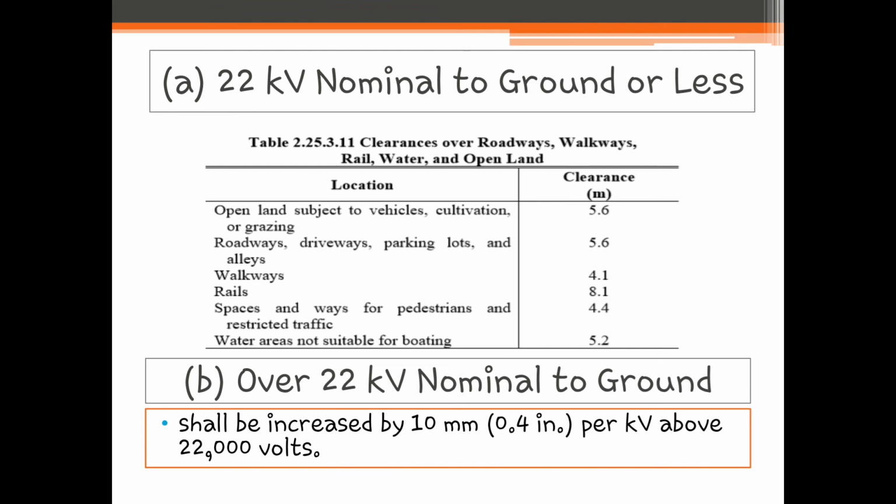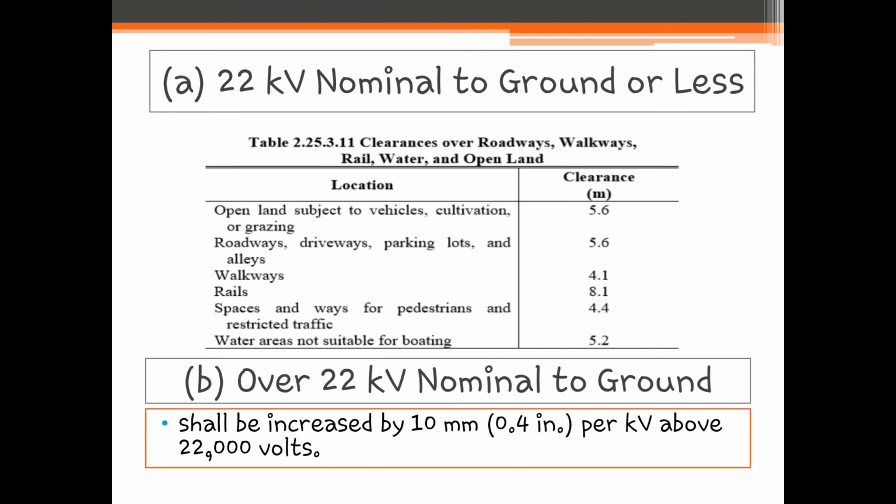So here in the table, we can see that, for example, the clearance of open land subject to vehicle cultivation or grazing is at least man lang 5.6 meter. For rails, 8.1 meters. For walkways, 4.1 meters. For water areas not suitable for boating, at least man lang 5.2 meters ang clearance niya.